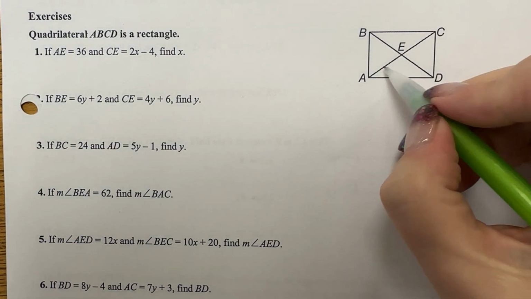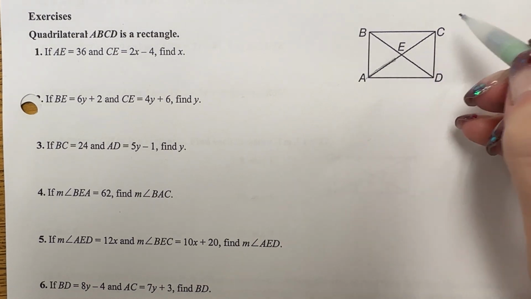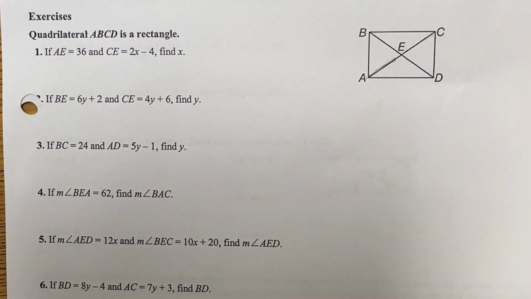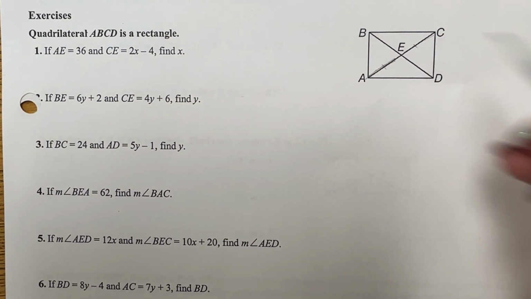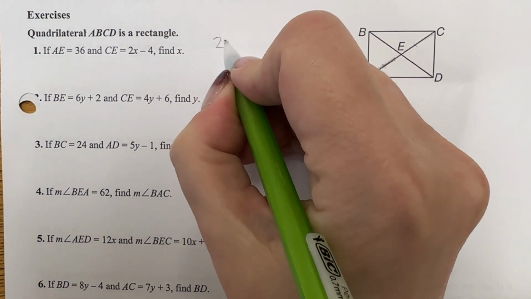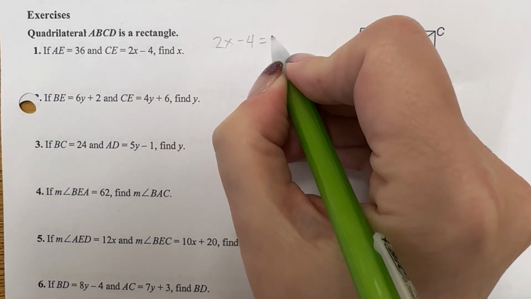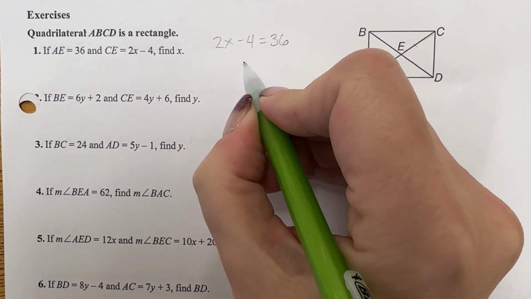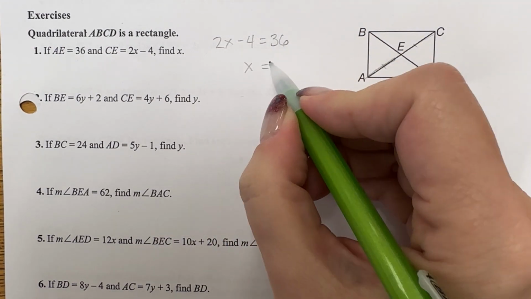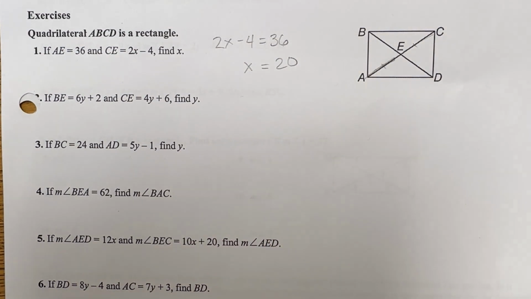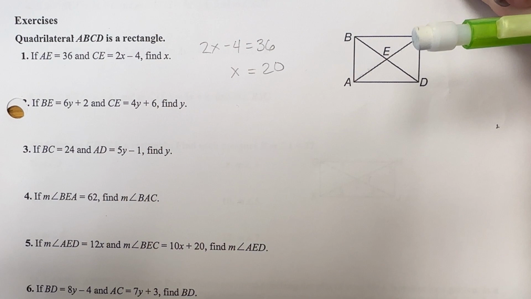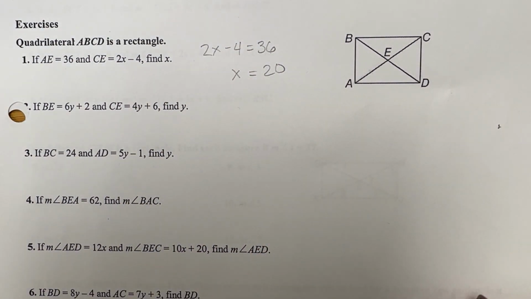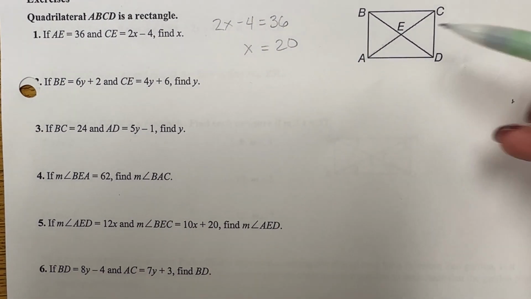Our first one says that this segment right here is 36 and this segment is 2x minus 4. Well, diagonals bisect each other, which means this is congruent to this. So I can say that 2x minus 4 has to be equal to 36. So that means x is going to be equal to 20. That's all you've got to do. You're just using the properties we got yesterday or earlier, and now these.